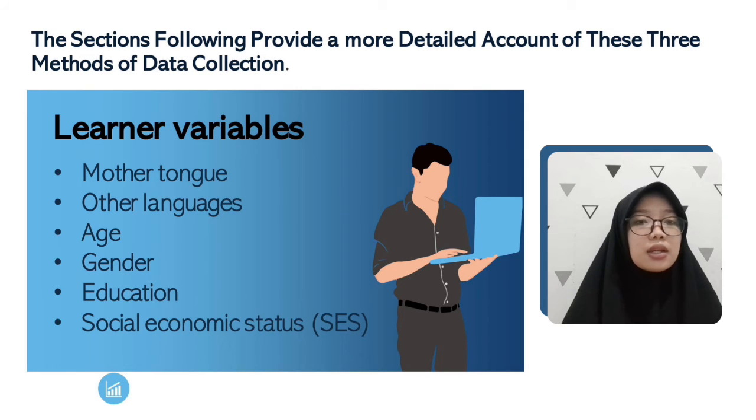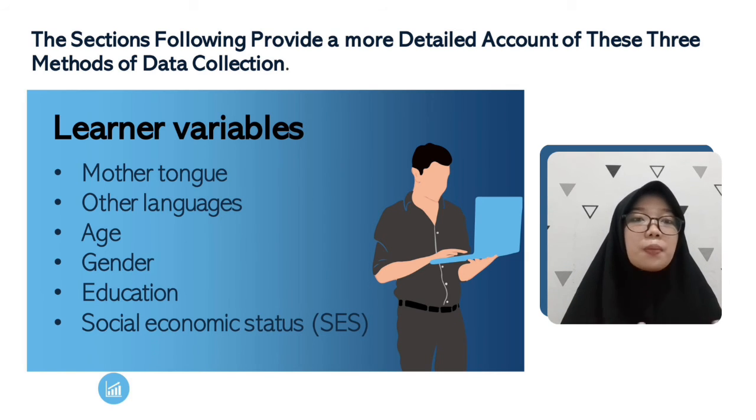And the fifth is education. There are two types. The first one is the number of years of formal schooling, and the second is the number of years studying the target language. And the sixth is socioeconomic status, or SES. SES assigns participants a score reflecting their social class. Various measures of SES have been used based on one or more of the following: occupation, level of education, income, area of residence.